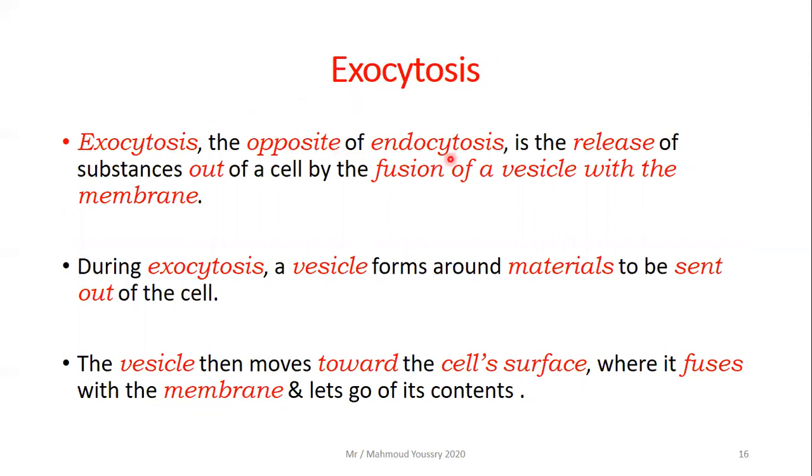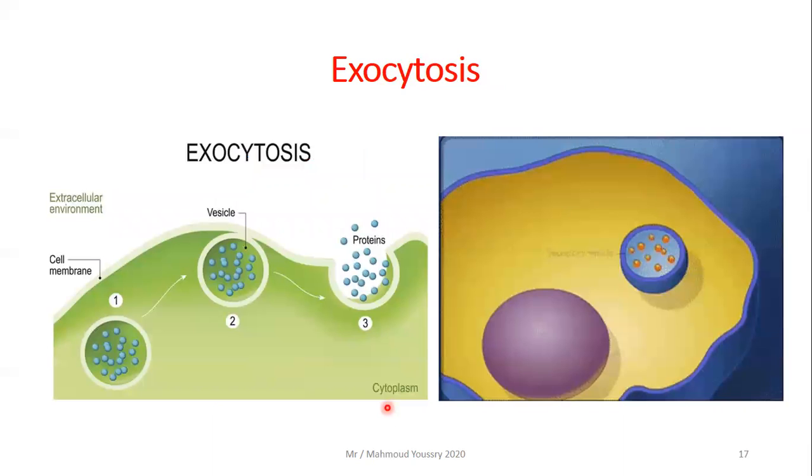Exocytosis, the opposite of endocytosis, is the release of substances out of the cell by the fusion of a vesicle with the cell membrane. During exocytosis, a vesicle forms around the materials to be sent out of the cell. Then the vesicle moves toward the cell's surface, which is, yes, for sure, the cell membrane, where it fuses with the cell membrane and lets go of its contents.